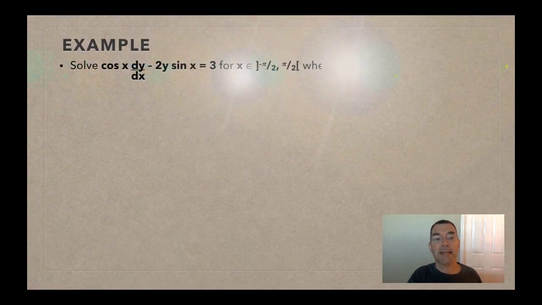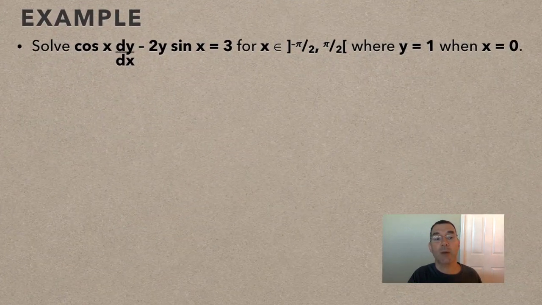So let's do an example to see how that's done. I start with cosine of x dy/dx minus 2y sine x equals 3.